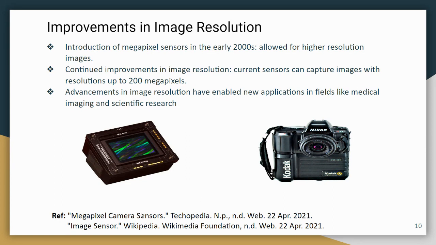Megapixel sensors nowadays can have resolution up to 2200 megapixels. Advancements in image resolution have enabled new applications in fields like medical and scientific research to find new innovations and mysteries of the world. This is the megapixel sensor and this is the camera where the megapixel sensor is used. Let's move on to the other topic.